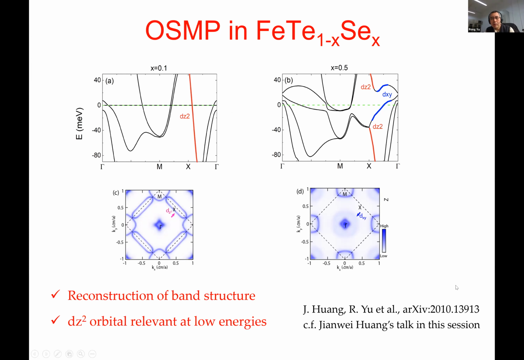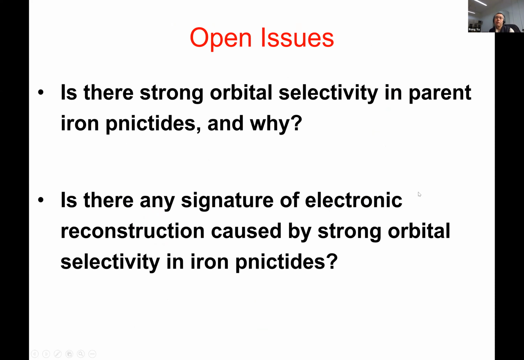Okay, so this is what happens in the iron trigonalite system. So now I will transfer to the orbital selectivity in the iron pnictide system. So we are actually looking for a system which also exhibits a strong orbital selectivity. And we also asked whether we can find a signature of the electronic reconstruction caused by the strong orbital selectivity in any iron pnictide system.